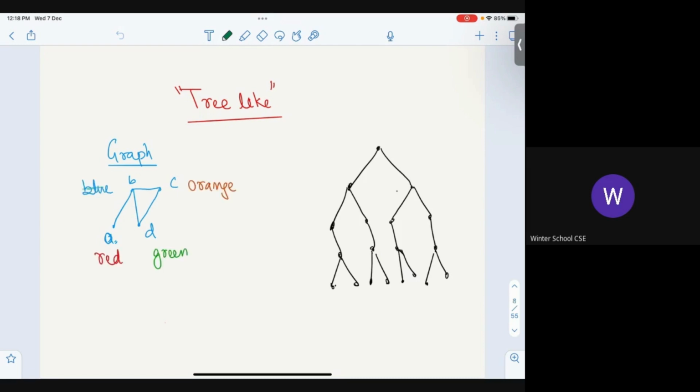Suppose for A, we are going with a red home. For D, a green home. C, an orange home. B, a blue home. And what will be a blue home? So you take your pen, and you're allowed to do only one thing. For every vertex, you start at any vertex in this tree. You can go wherever you wish, but along these paths. But the moment you leave your pen, that's the end of your home.